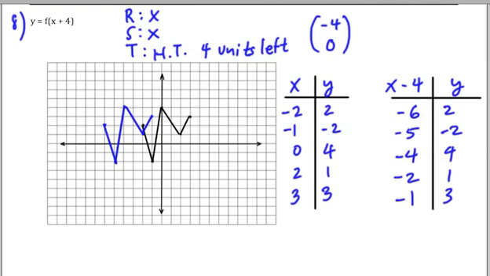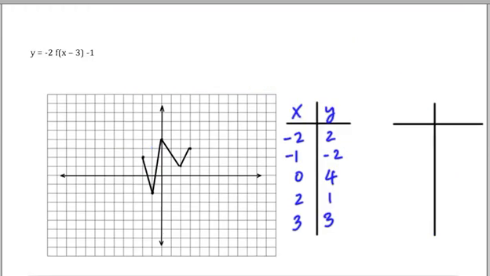Okay, let's move to the next one. All right, so here's something a little bit more interesting. So now we have some reflections, we have some transformations and stretches, so let's just go over it again.